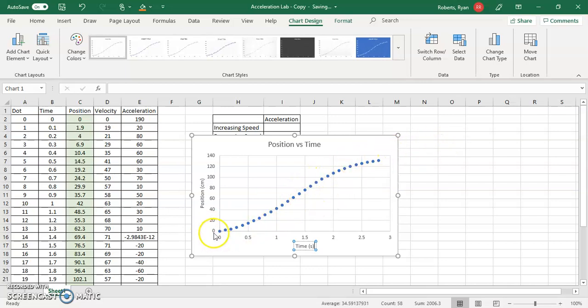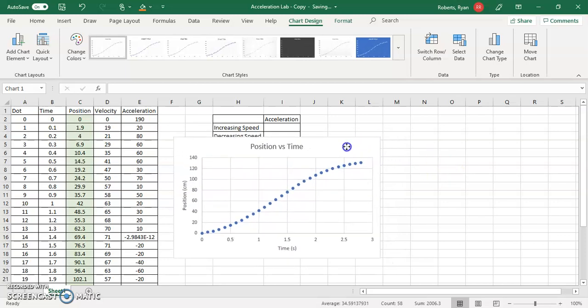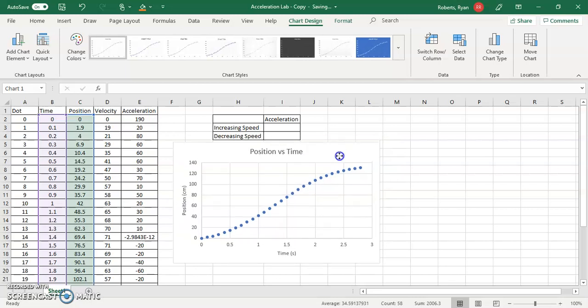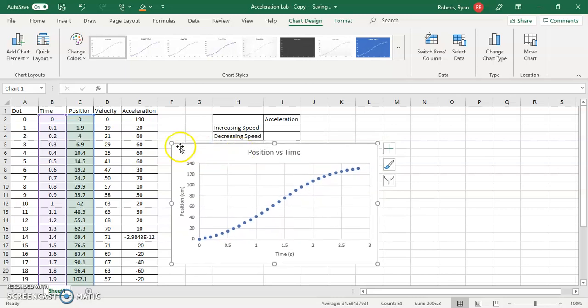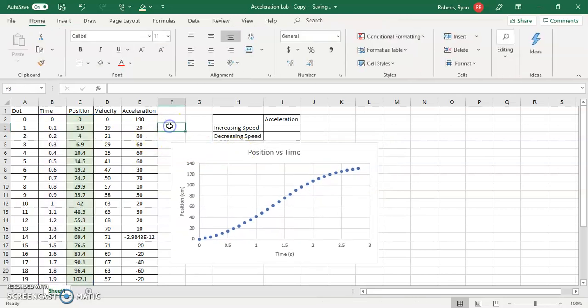If this graph continued, it would kind of curve up, and then it would start to curve down and flatten out. If this graph continued, it would just be flat, just continuing on forever, because the object stops at that point. So no trend lines or anything on this one, but you can copy and paste that over into OneNote if you need to. Next up is the velocity versus time graph.